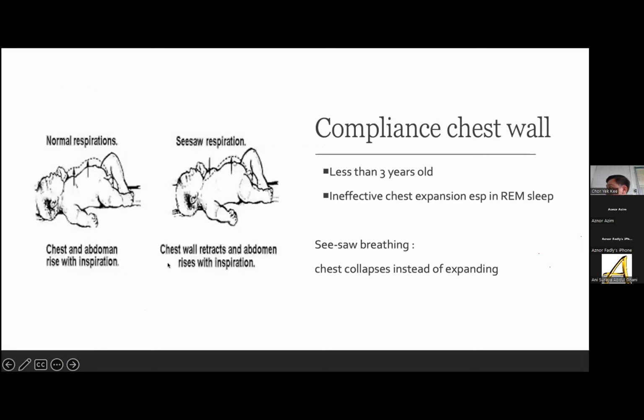Last but not least is the compliant chest wall. In anyone less than 3 years old, there is very ineffective chest expansion, especially when they are sleeping. So during normal respiration, you expect the chest and the abdomen to rise with inspiration, but it doesn't happen in a younger, smaller child because their chest wall, instead of rising, actually retracts. So you will see this kind of seesaw breathing, the chest is collapsed instead of expanding.